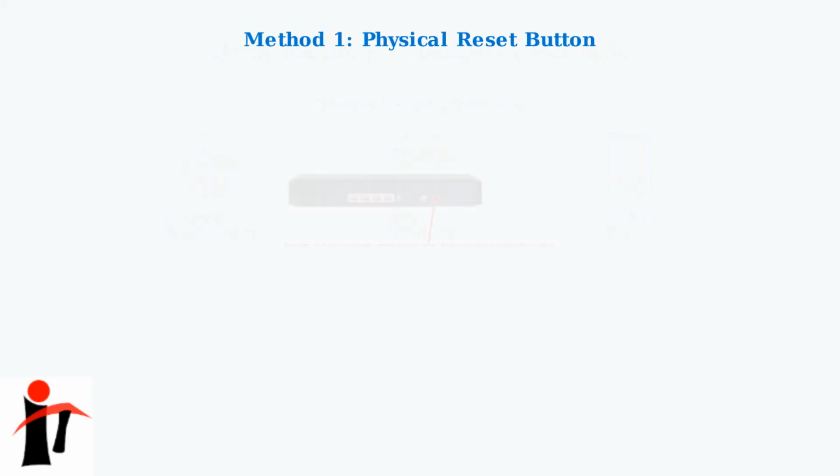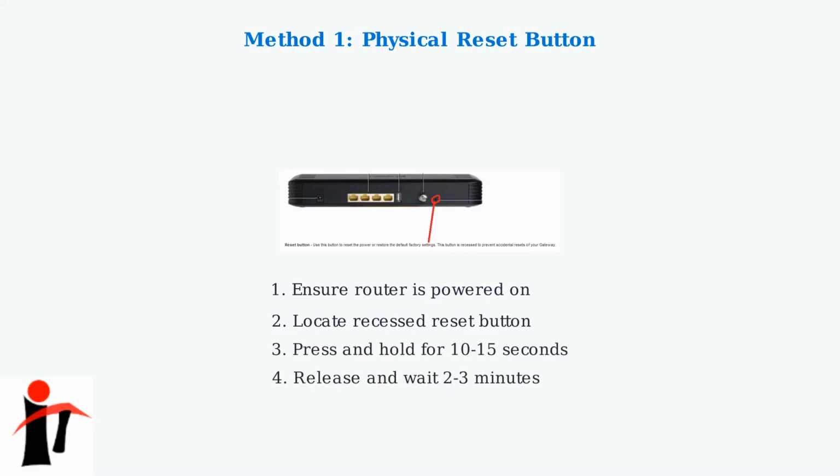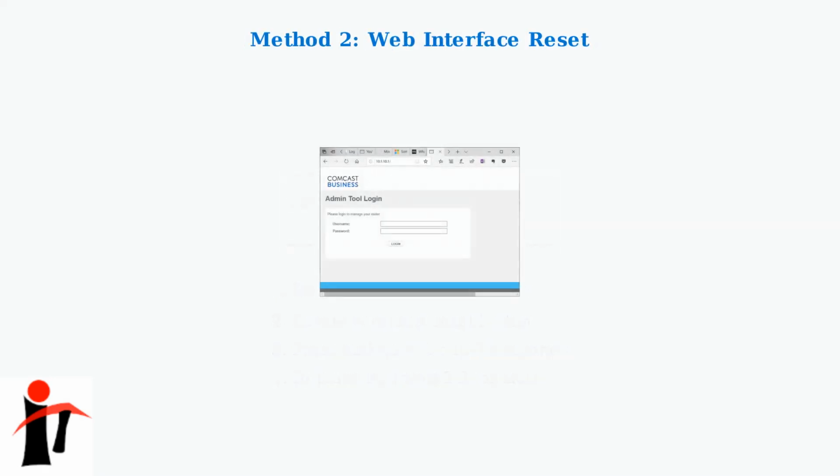Method 1 uses the physical reset button on your router. First, ensure your router is powered on and locate the small recessed reset button, usually on the back or side of the device. Using a paperclip or similar tool, press and hold the reset button for 10 to 15 seconds. Then release the button and wait 2 to 3 minutes for the router to completely reboot and return to factory settings.